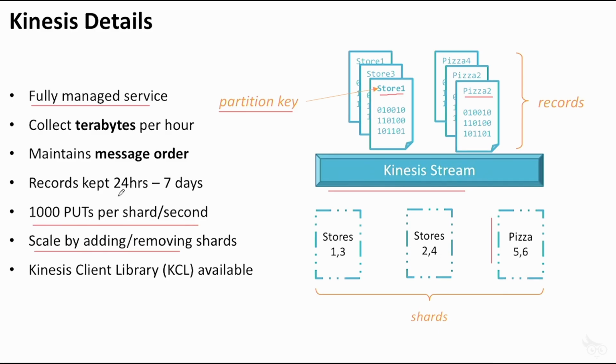Now, by default, records are stored for 24 hours, but we do have the ability to push that out up to 7 days. In some situations, the order of messages might be important, so that's one of the nice features of Kinesis, that it does maintain message order, and it gives us the ability to collect terabytes or more per hour. It's an incredibly scalable and resilient service. We also have available to us the Kinesis client library that really eases the development of applications reading from our Kinesis stream.